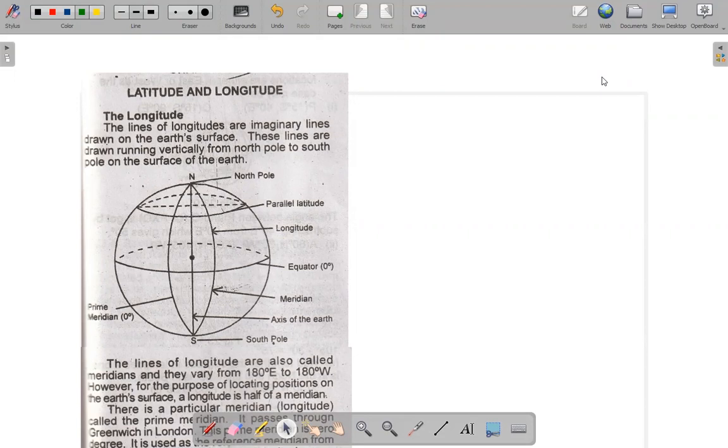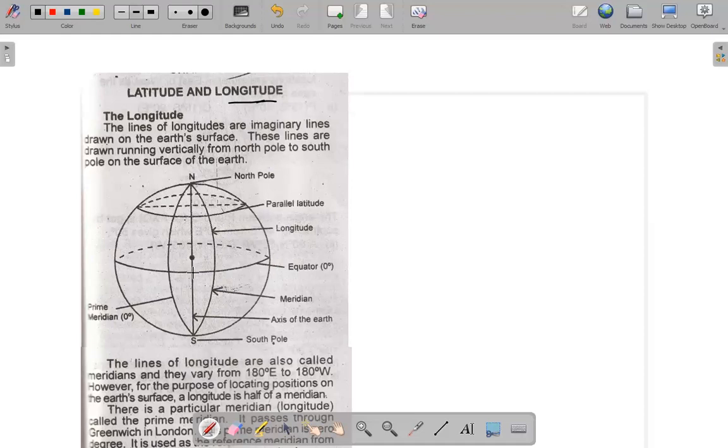Latitude and longitude are imaginary lines that run on the surface of the Earth. Like this sphere that I have here, you can see lines that are drawn on this sphere. Some of the lines run from the North Pole down to the South Pole, that is, vertically. These lines that run vertically from the North Pole to the South Pole are called the lines of longitude, while those that run horizontally from west to east are called the lines of latitude.